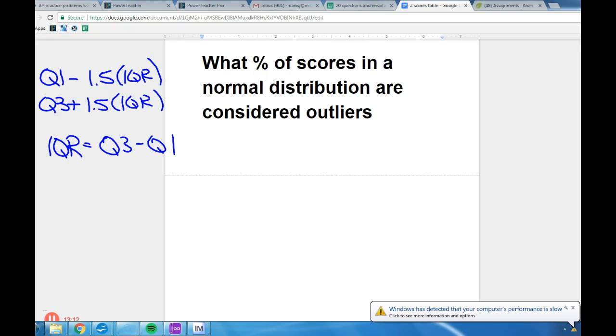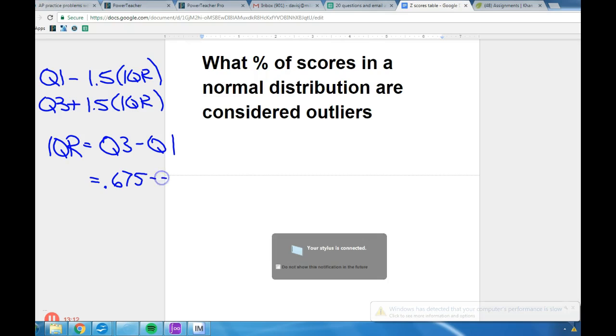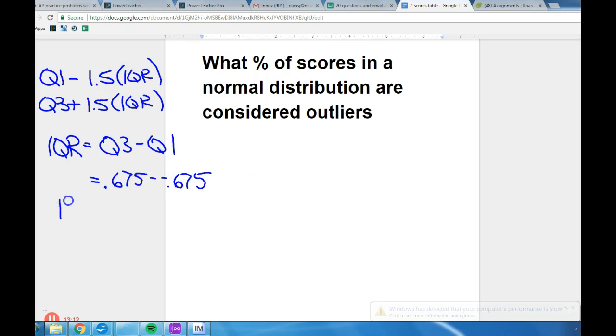Z-score for 0.75. What is it? 0.675. So then the z-score for Q1 must be negative 0.675. So then my IQR would be 1.35? That's like your next hint, I guess.